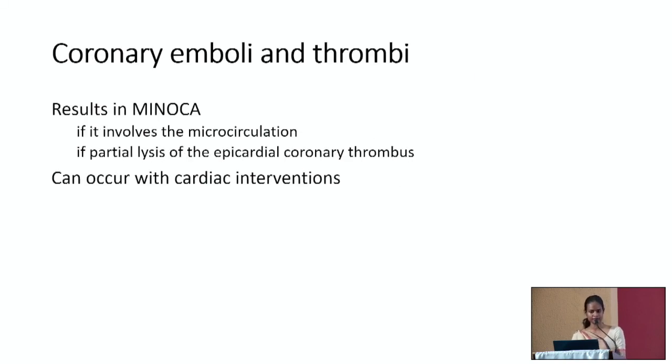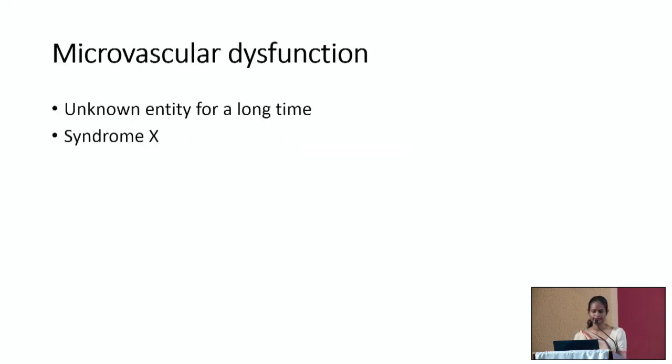The next important cause for MINOCA is coronary emboli and thrombi. It can cause MINOCA if it involves the small arteries, which we can't pick up in the angio, or if partial lysis of an epicardial large artery coronary thrombus occurs, then it can cause myocardial infarction with non-obstructive coronary artery disease. And this can occur with cardiac interventions as well.